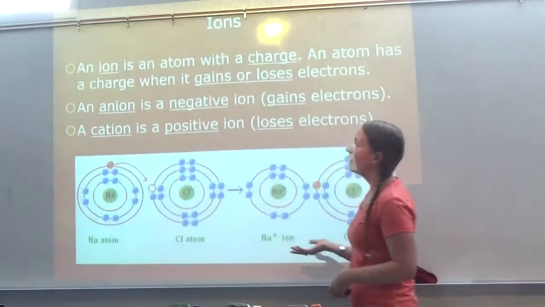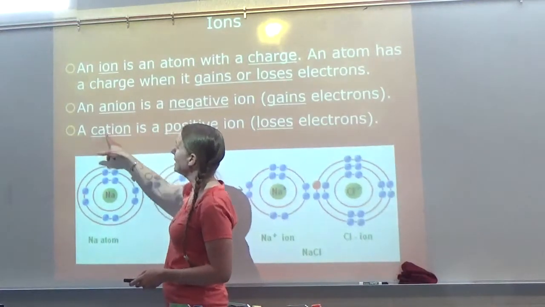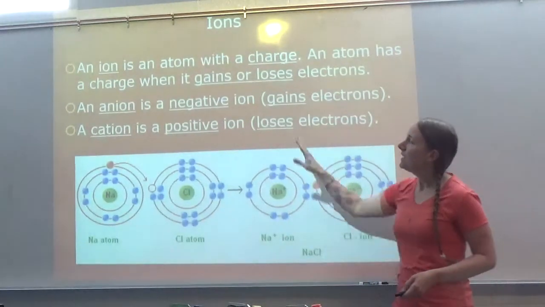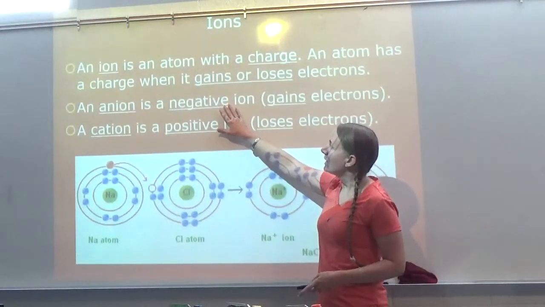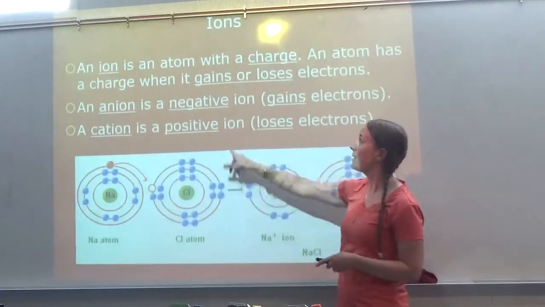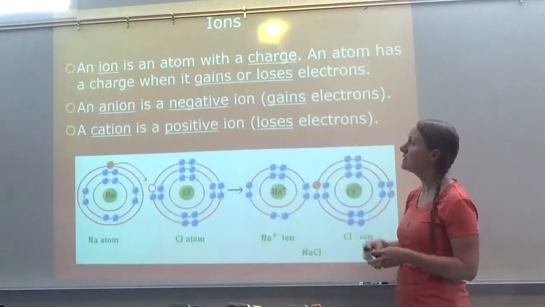more sense. So what I always tell my students is anion has an N, so it's negative. Cation has a T, which looks like a plus sign, so it's positive. So a negative ion has extra negatives or has gained electrons, and a positive ion has less negatives or has lost electrons.